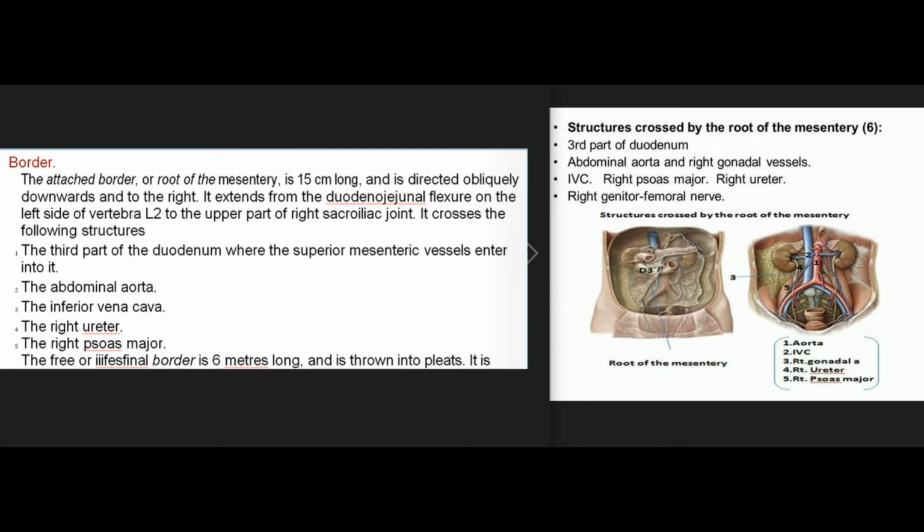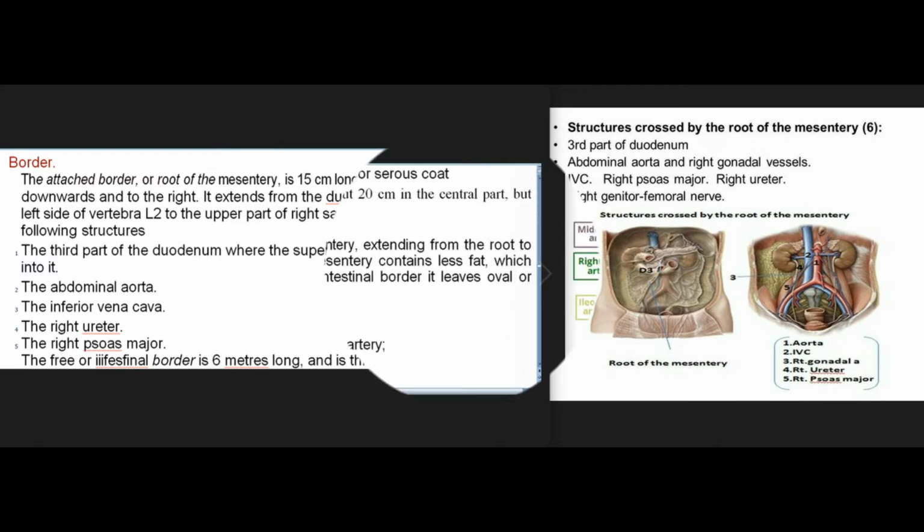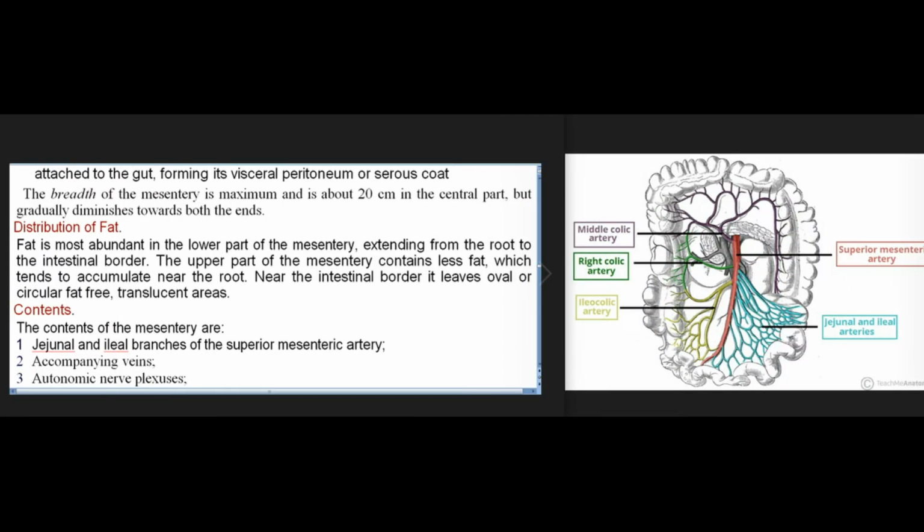The third part of the duodenum where the superior mesenteric vessels enter into it. 2. The abdominal aorta. 3. The inferior vena cava. 4. The right ureter. 5. The right psoas major. The free or intestinal border is 6 meters long, and is thrown into pleats. It is attached to the gut, forming its visceral peritoneum or serous coat.